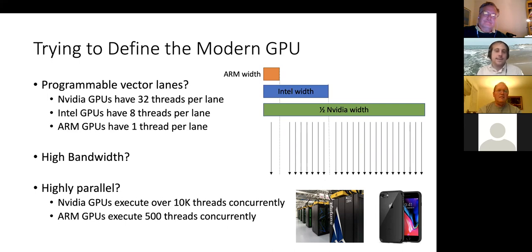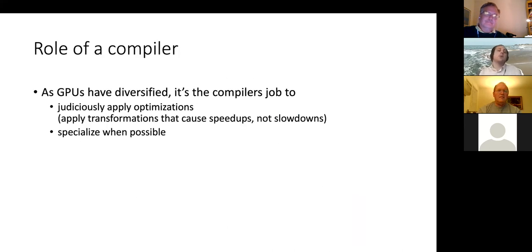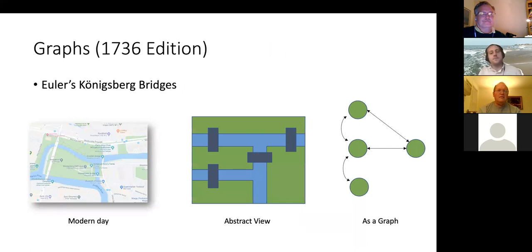architectural characteristics, and that's going to affect how you optimize for them. So what is the role of the compiler here? As these GPUs have diversified, we have to judiciously apply optimizations. We have to be careful so that we are actually providing speedups and try not to provide slowdowns as much as possible. And we should be able to specialize when possible, but also generalize if we can't specialize. So a lot of weight on the role of a compiler right here.